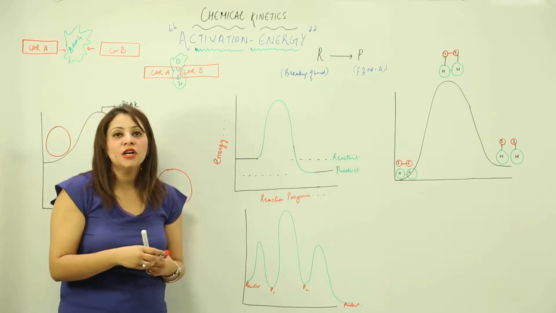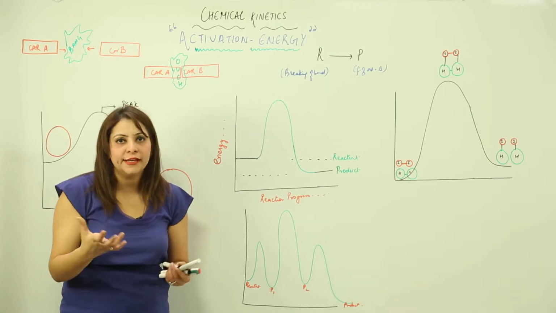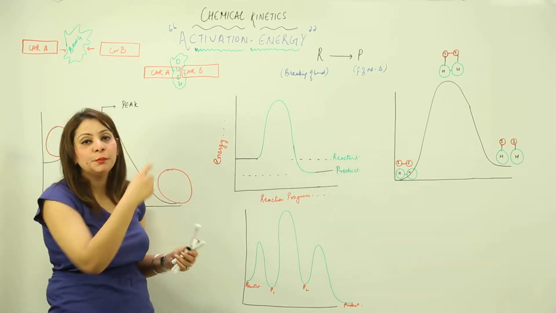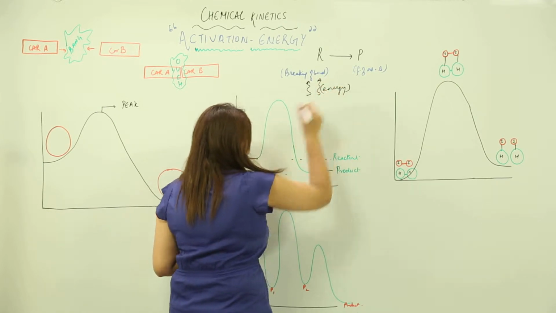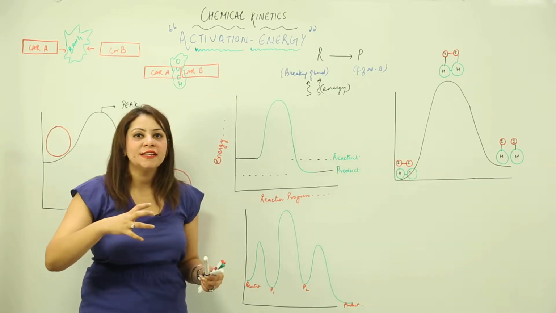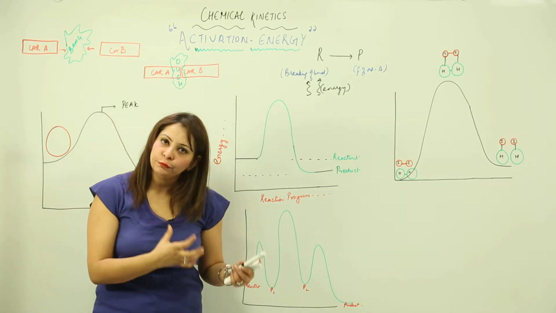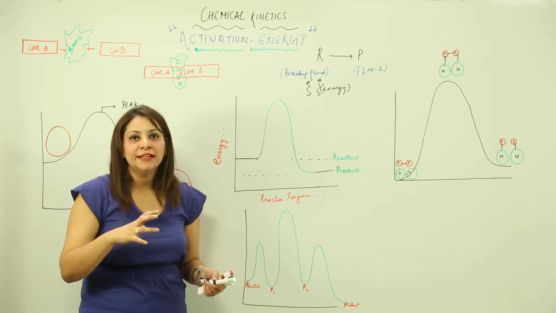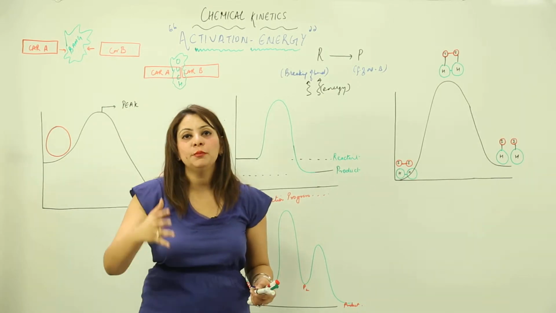Now these bonds do not break by themselves. We need to supply a certain kind of energy. So this breaking of bonds needs energy. When a chemical reaction occurs, the first thing is that the prior bonds will break and new ones will be formed. The breakage will not take place by itself. We need to supply a certain amount of energy, then only will the breakage take place.